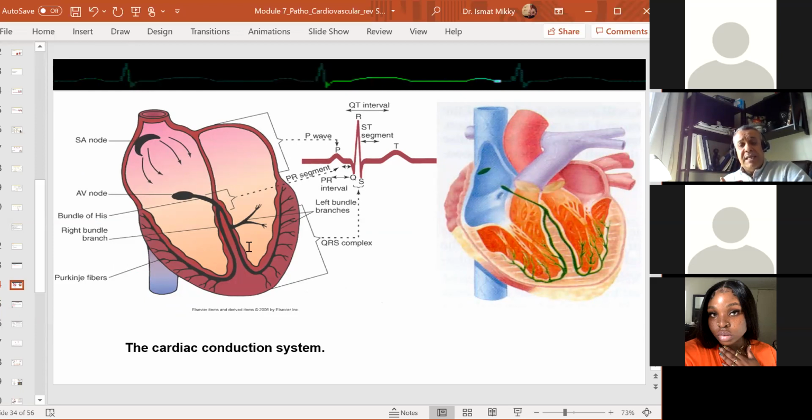Or if there is a disturbance in the impulse conduction, meaning there is a delay or there is a block. If the delay exceeds the normal delay at the AV node, the impulse stays longer in the AV node before being transmitted down to the His or Purkinje fibers. Or if there is a complete blockage, the impulse stays right there at the AV node. So any of the three scenarios will result in dysrhythmias.